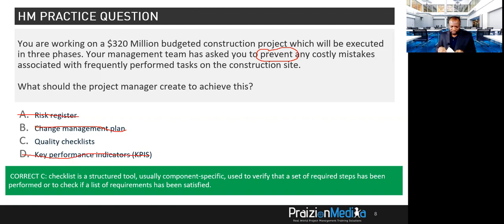I think it might be under quality checklist. Let's see if it's there. Quality checklist, page 718. A structured tool used to verify that a set of required steps has been performed. All right. Some of them you just have to sniff them out and know, yeah, that's probably what it is. And this intuition comes from you doing this over and over again. The more you do it, the better you're going to get at it.